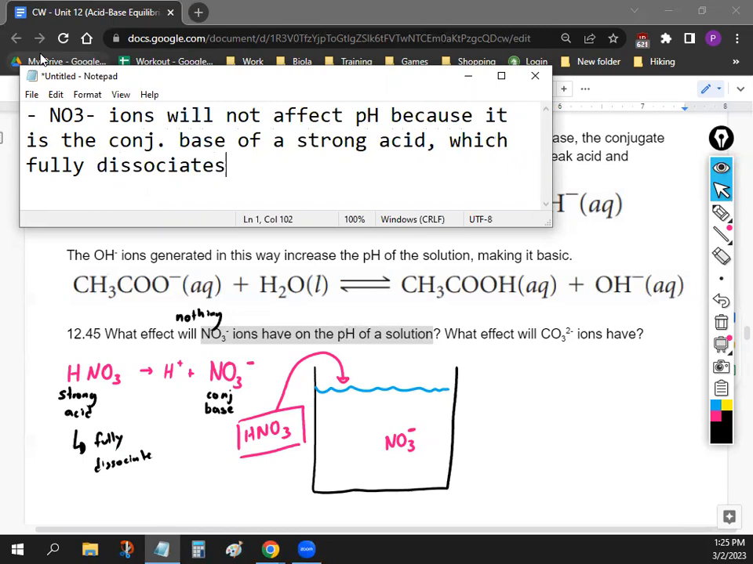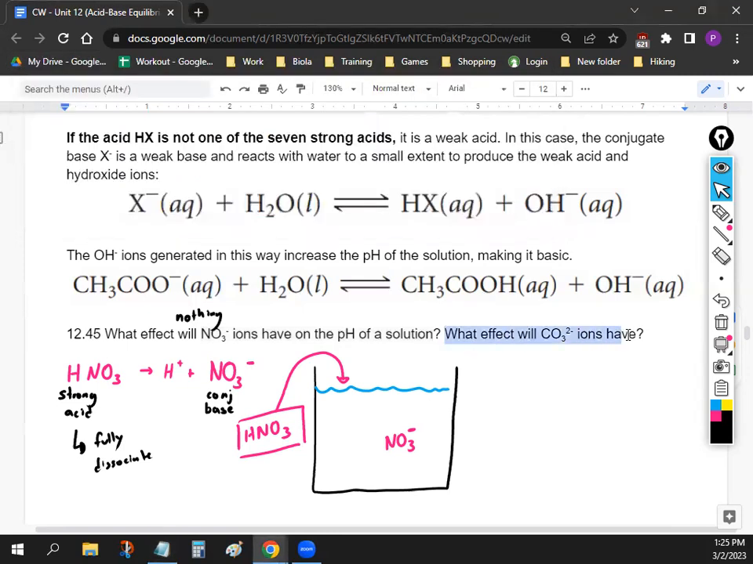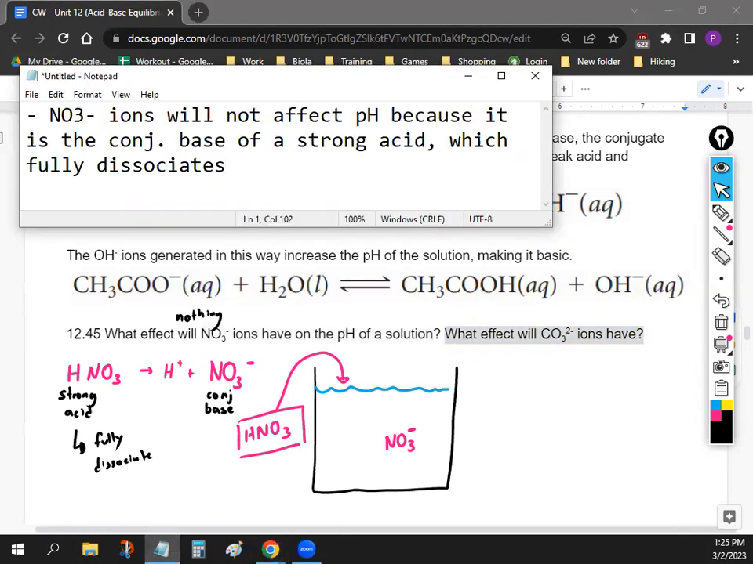With that being said, I'm going to give you guys about 3 minutes, and I want you to write the answer and justification for the effect that carbonate ions will have inside of a solution. Do the second part right here. What effect will CO3 2- carbonate ions have on the pH of the solution? See if you can write a justification for that.